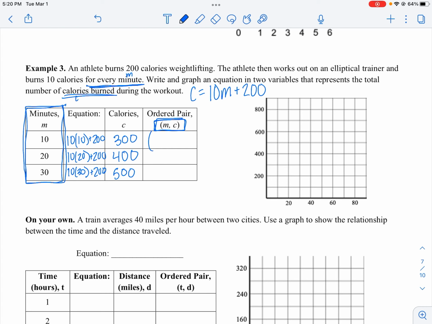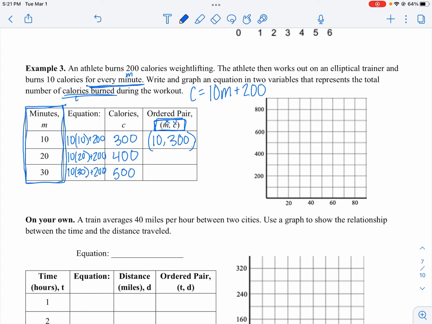So our M is just like our X, and our C is just like our Y, okay? They're just an M and a C instead of X and Y. So M, over on the left, we started with 10. And so that means if we run on the elliptical for 10 minutes, altogether we're going to burn 300 calories, because that's what we got for C.